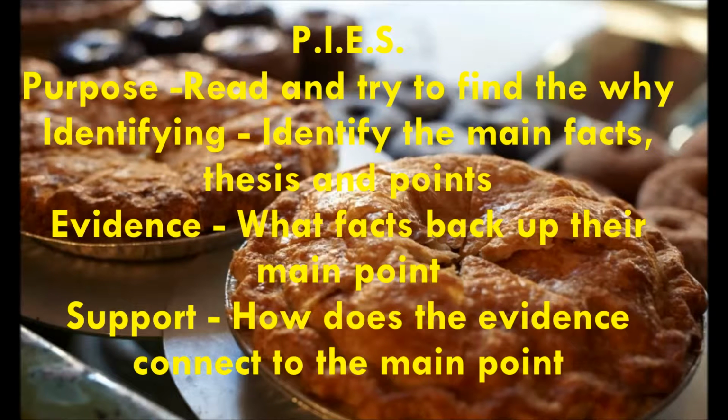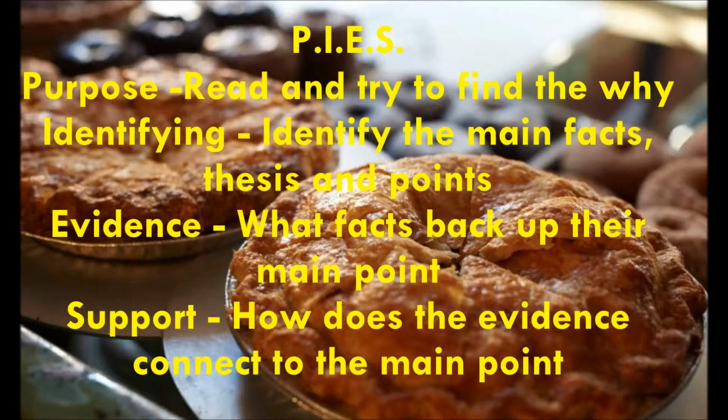PI stands for Purpose, Identifying, and Evidence and Support. Purpose is reading and trying to find the why of the article or what you're reading, and trying to understand the purpose and what the point is of the information. Identifying is identifying the main facts, thesis, and points. You want to understand where they're coming from, and you want to understand what their main facts are and why it's important.